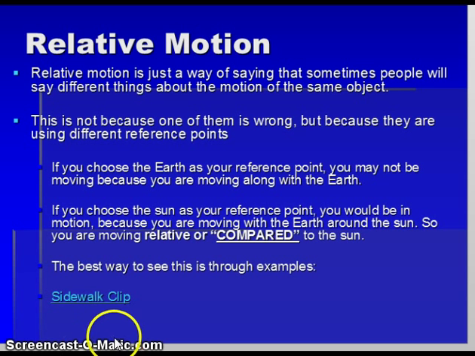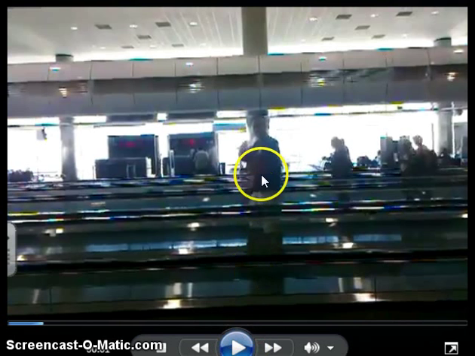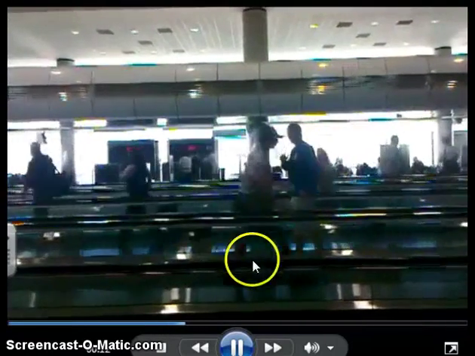Okay? And I'm going to show you a clip that demonstrates relative motion. In this video clip, we have this guy walking on the paths at the airport, and he's staying in place compared to the reference point behind him, like this post. But then you will see people that walk past him. So if we use the people as a reference point, they would say that he's in motion. Okay, but he stays pretty close to that post. So if we use the post as a reference point, we would say that he's not that much in motion.